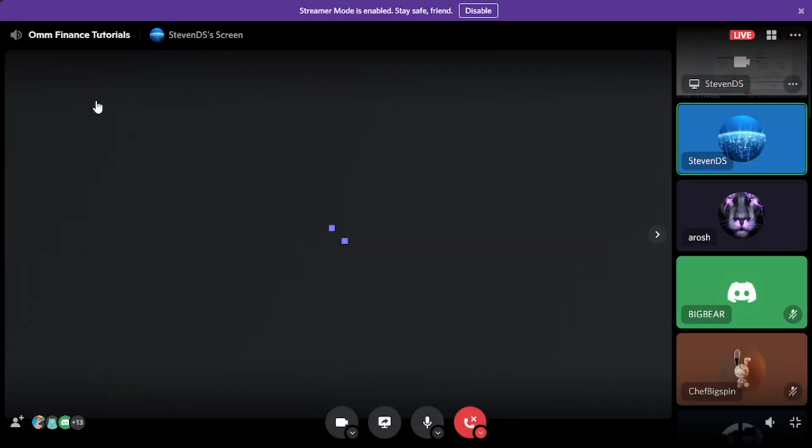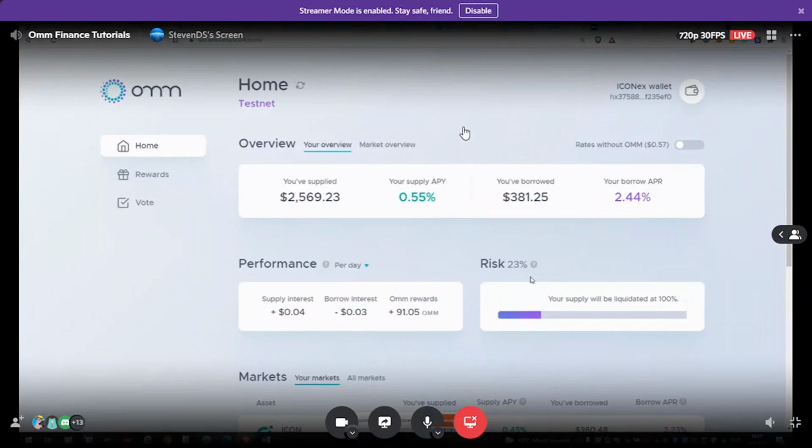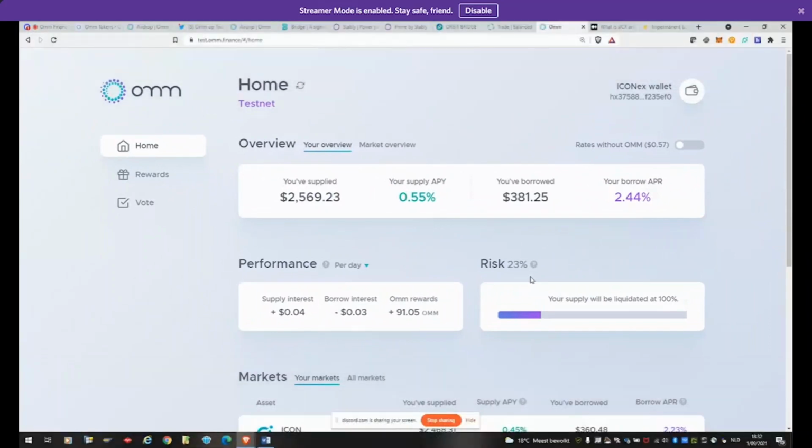And then the risk of liquidation, keep in mind, of course, can be high when you use your ICX as collateral and you borrow a stablecoin. So whenever the ICX price drops, there is a risk of liquidation. So keep that in mind. So I think I covered most of the topics that I wanted to cover.